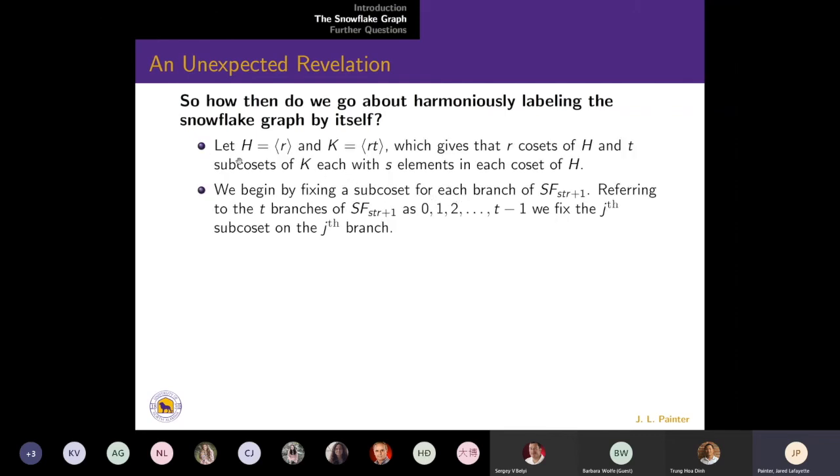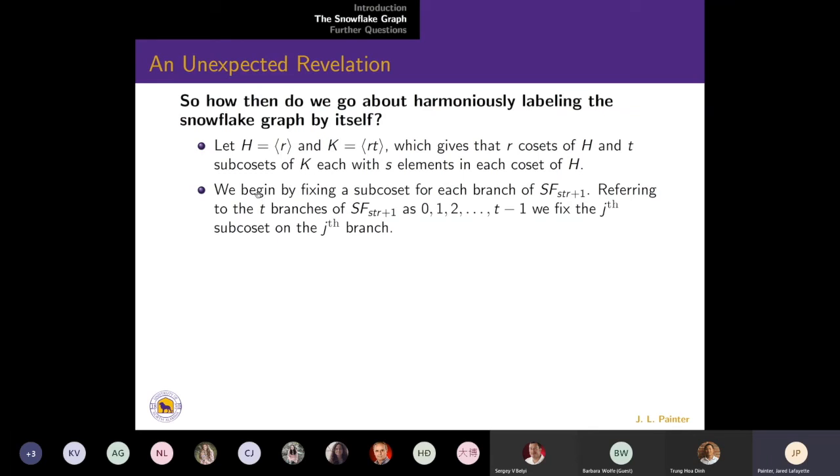So what we did is we switched things up, and this was sort of observed by accident, because I actually just started running computer simulations to find brute force harmonious labelings on a simpler snowflake graph, and it came up with a whole bunch of them, and in the first one that I looked at I happened to notice a pattern. So we let H be generated by R instead of T, keep K the same, and that gives us R cosets of H and T subcosets of K, each with S elements in each coset.